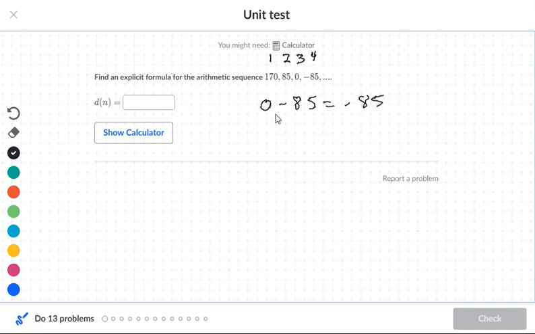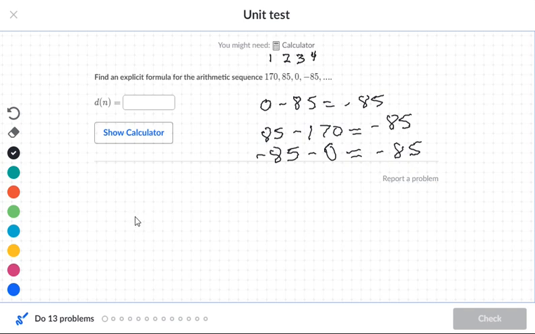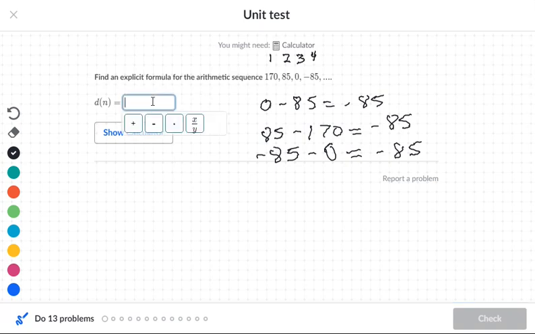See, if I take the 85, which is the second term, and subtract it by 170, that's also a negative 85. If I take the last term, which is a negative 85, subtract that by 0, the 0 doesn't change the negative 85, so it keeps it at a negative 85. So what is our first number here? Well, the first number is 170. So we're going to lead with the 170 here.